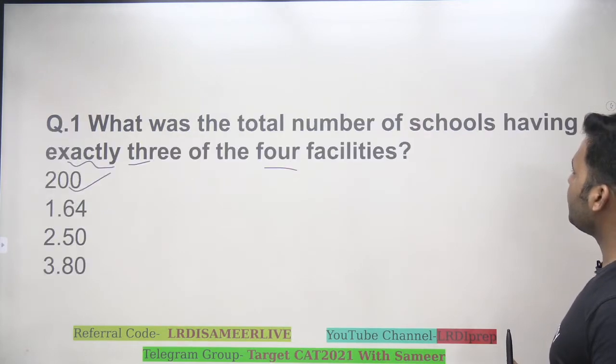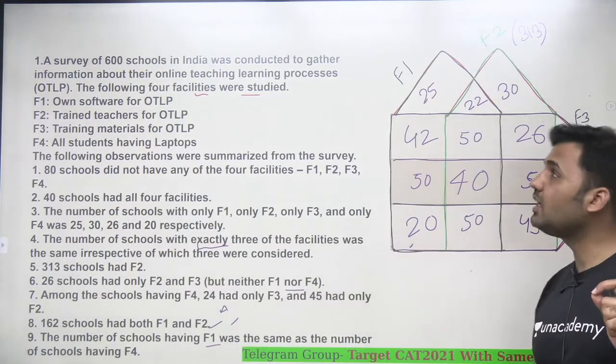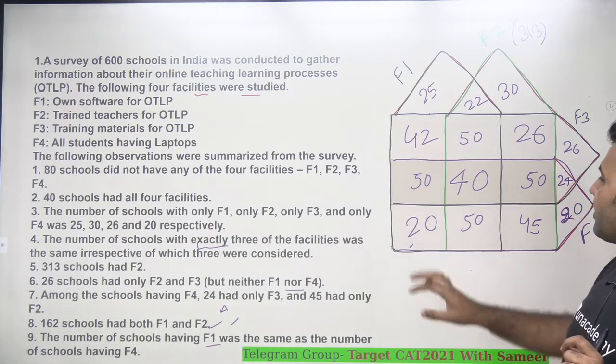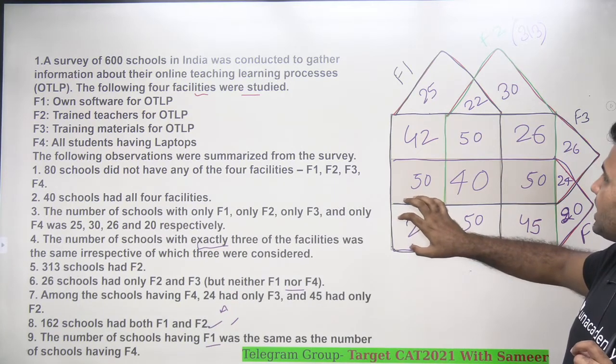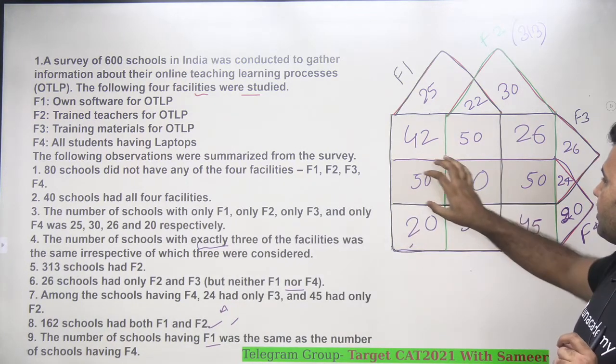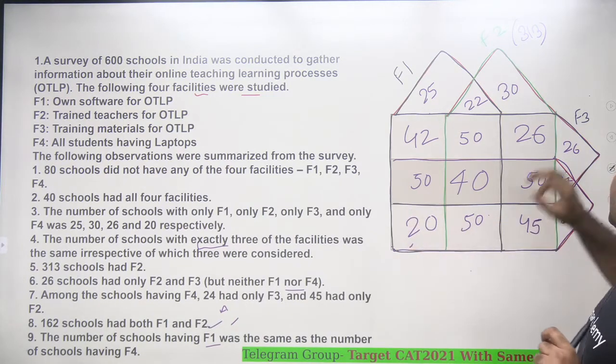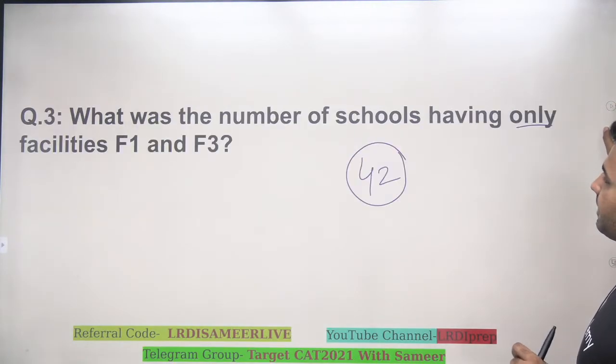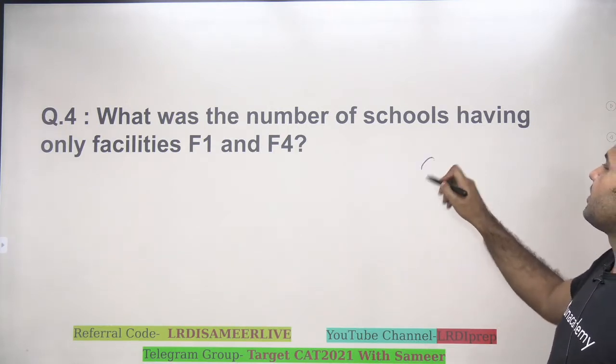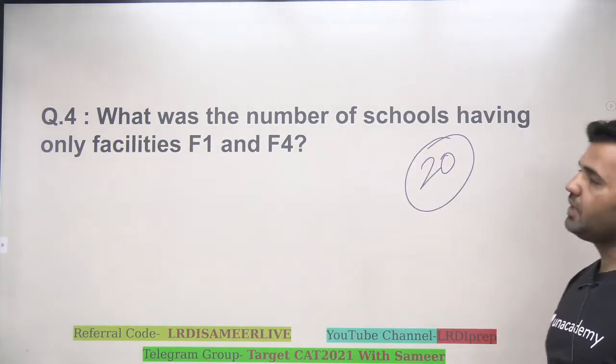Again, very easy to understand, because the word only is mentioned. So only F1 and F4 is an intersection of these 2 sets only. We do not need to include these cells, right? Only this is the intersection of F1 and F4. So the answer to the question is 20. So the number of schools having only facilities F1 and F4 would be 20.